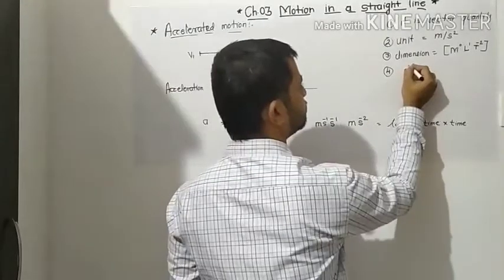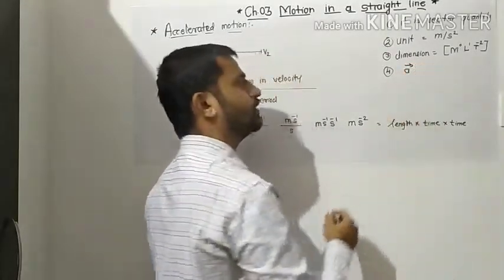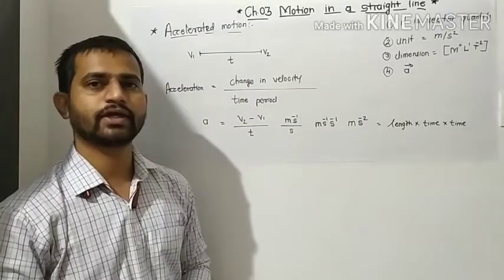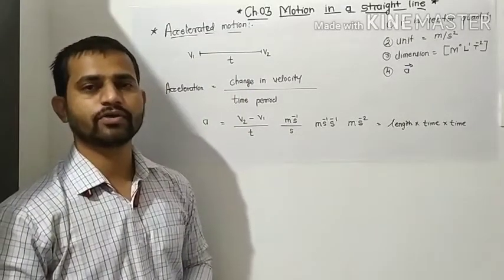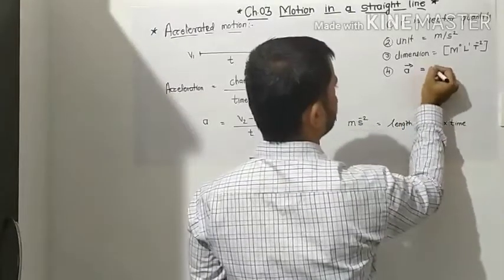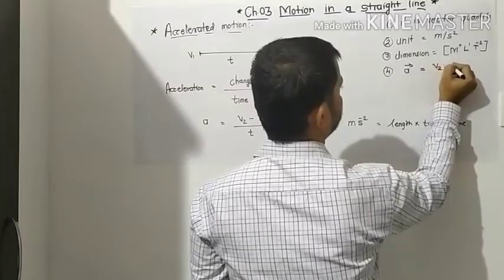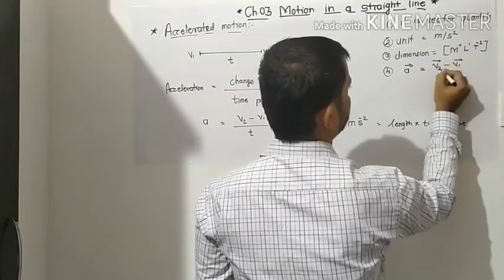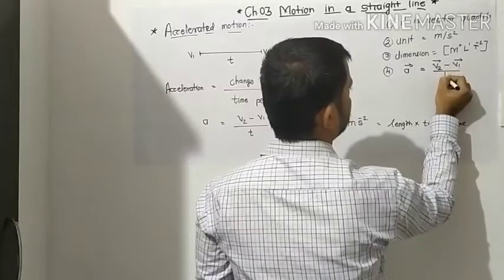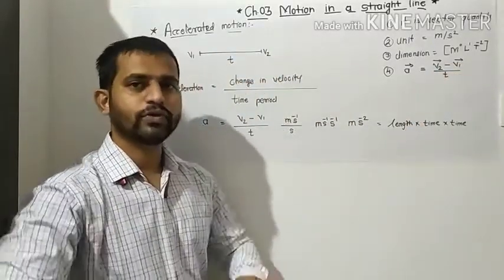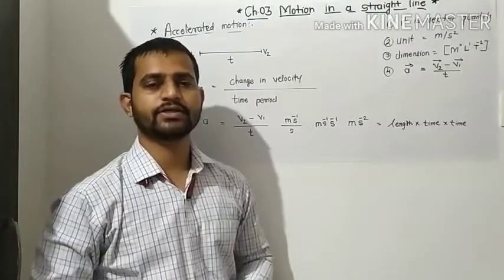the vector a. We have to represent it with the vector a. And what is the formula for the acceleration? a is equal to v2 minus v1 upon t.